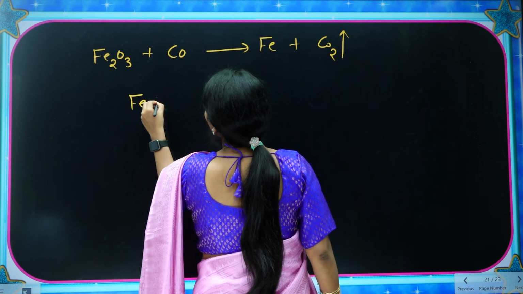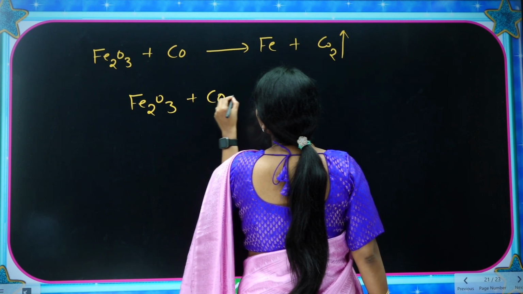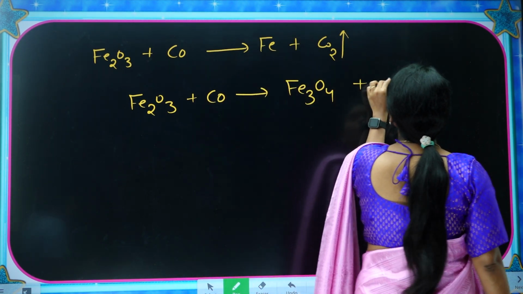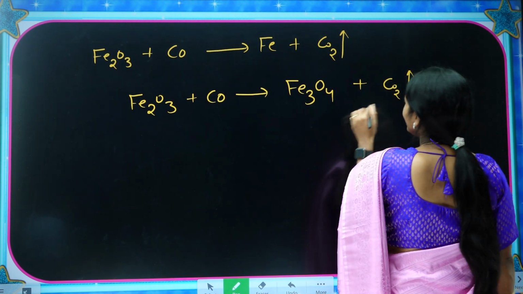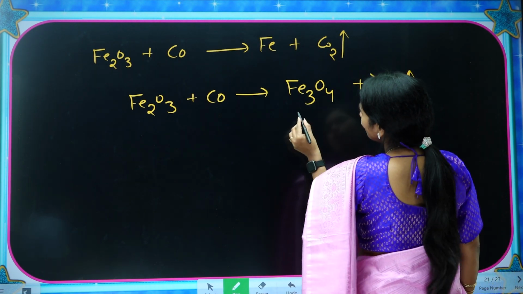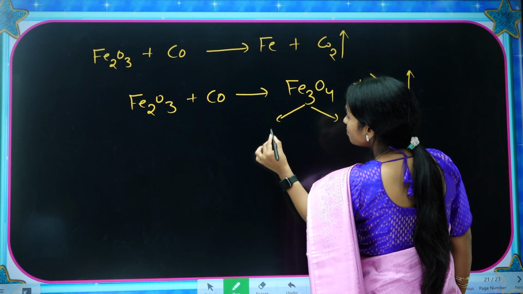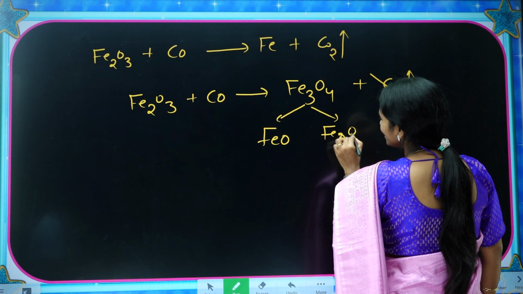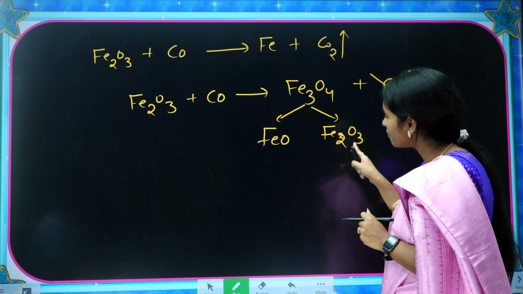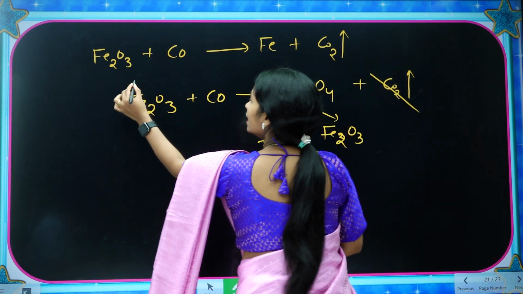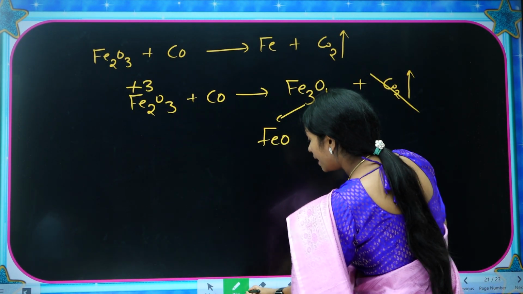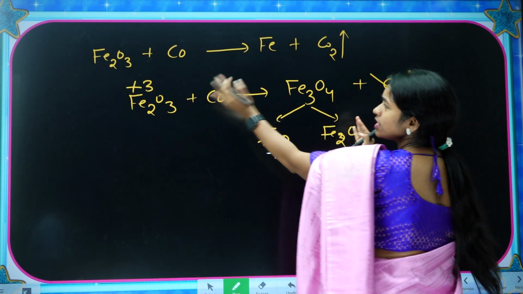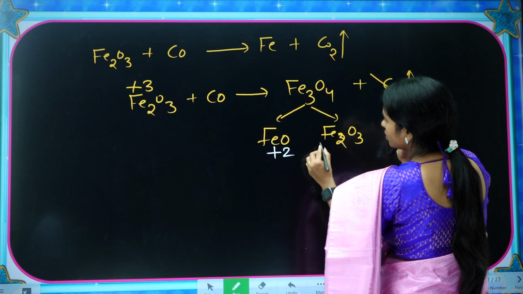See, Fe2O3, first CO reduces that into Fe3O4 and CO2 gas goes out. Actually, this is a waste gas, okay? And Fe3O4 is a mixed oxide of FeO and Fe2O3. See, students, it is a mixed oxide of FeO and Fe2O3. Here the oxidation state is +3, but that is reduced into oxidation state of +2. And as usual, some part will be left. This is a mixed oxide.